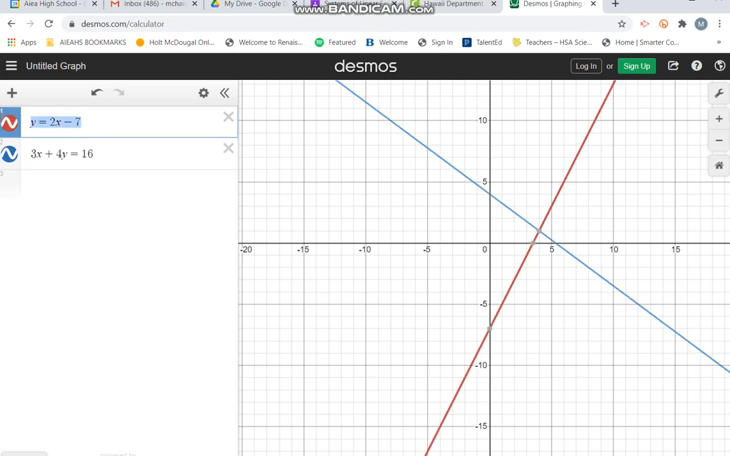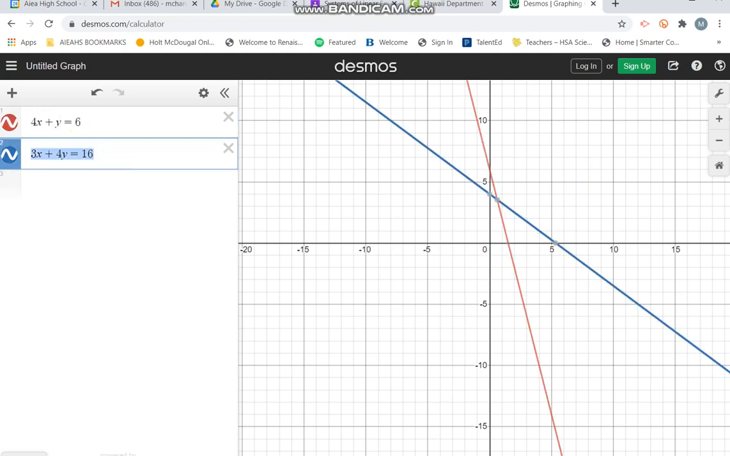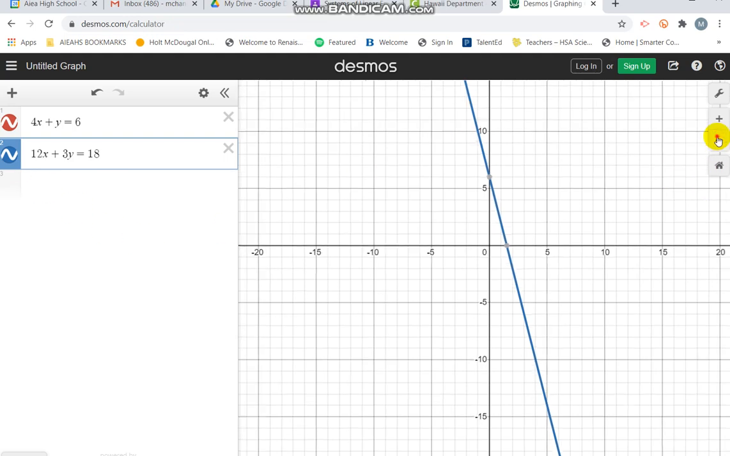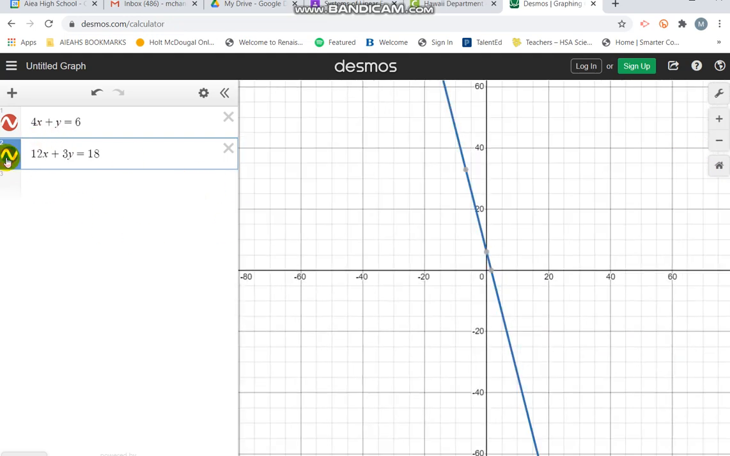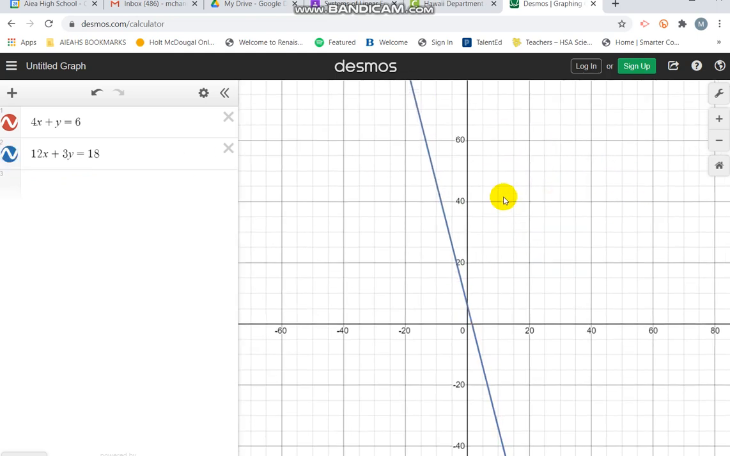Okay, let's say I give you another example. Something like 4x plus y equals 6, and another equation, something like 12x plus 3y equals 18. Let's look at this here. As you see, the blue and the red lines just overlap right on top of each other. So no matter where we come down on this blue line, it is the same as the red. What this means is that the two lines intersect everywhere. So in other words, this is a case where you have infinitely many solutions.